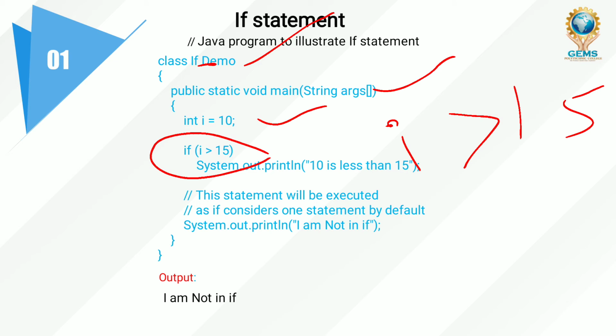Then what is the condition? System.out.println 10 is less than 15. This is the actual statement. So System.out.println I am not if. When the condition is true, it will execute this part, and when the condition is not true, it will execute a default part. Default means I am not if. System.out.println, it will execute this one. As the if condition has one statement, by default System.out.println I am not if.